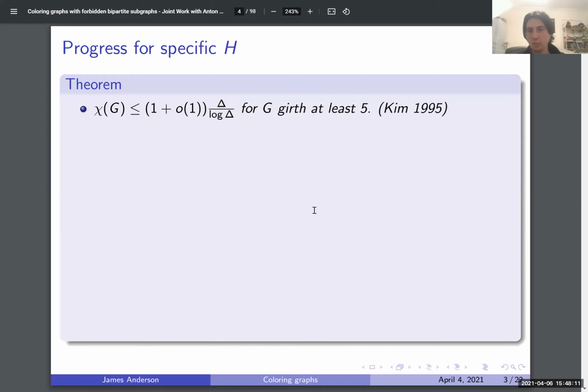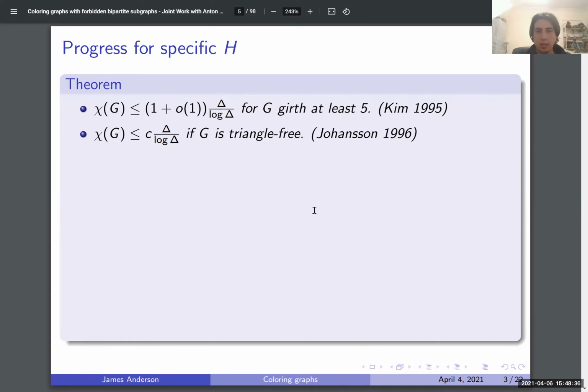Now for specific H, the conjecture has been shown to be true. In 1995, Kim showed that as long as we forbid H, where H has girth 3 or 4, then we get the bound that the chromatic number of G is at most 1 plus little o of 1 times delta over log delta. In 1996, again in this unpublished manuscript, Johansson showed that the chromatic number of G is at most C delta over log delta for some C when G is triangle free.